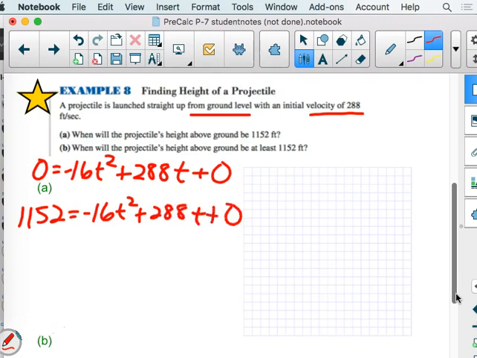And I realized, well, I don't need that plus 0 over there. And I hope this is factorable. I mean, maybe it won't be, but I hope it is. So I'm going to go ahead and subtract 1152 from both sides.